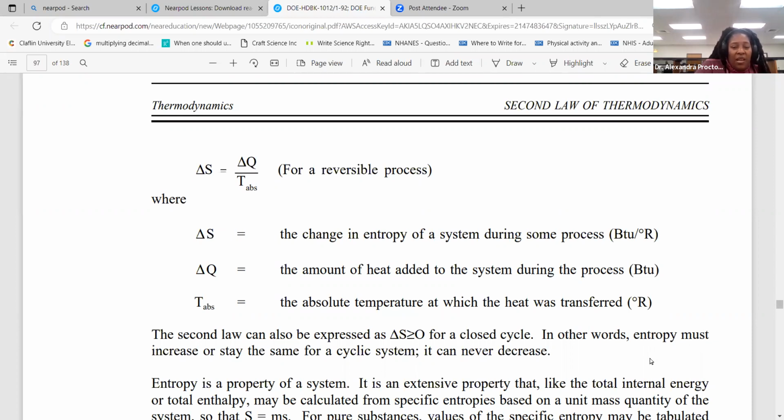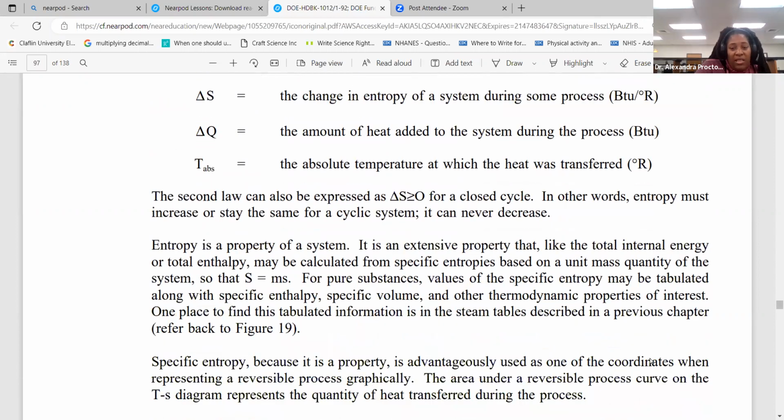So the second law can also be expressed as delta S is greater than or equal to 0 for a closed cycle. In other words, entropy has to increase or stay the same for a cyclic system. Okay, it can never decrease, which means that the universe always goes towards chaos.